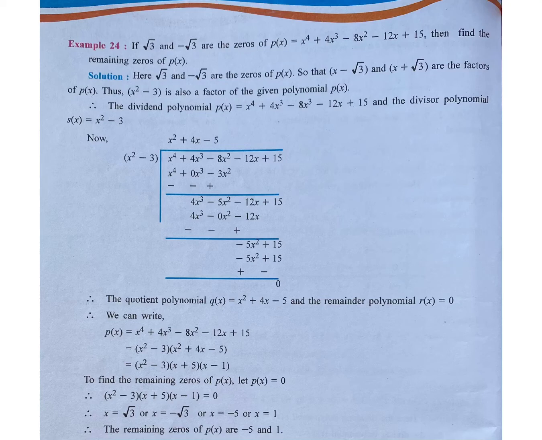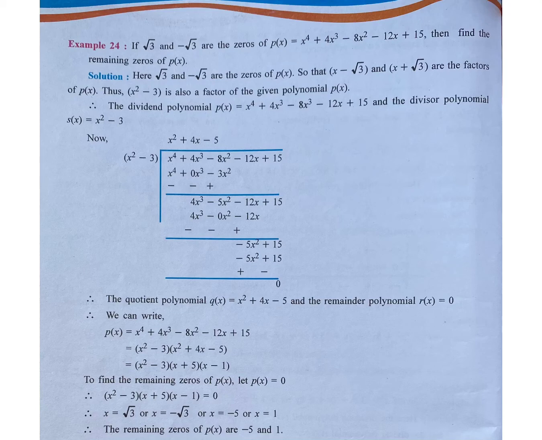Here you can see that root 3 and minus root 3 are the zeros. So x minus root 3 and x plus root 3 are the factors of p of x. Consider the identity a minus b into a plus b is equal to a square minus b square. So we get x minus root 3 into x plus root 3 as x square minus 3, which is our divisor polynomial. So we have to divide the given polynomial by x square minus 3.